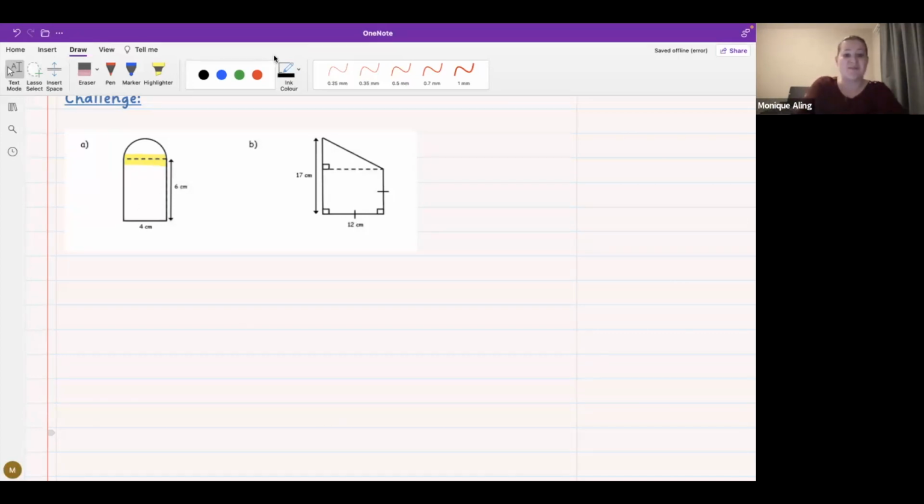Okay, so just a reminder, our formula for semicircle. So we're looking at the circumference, 2 pi r times half.